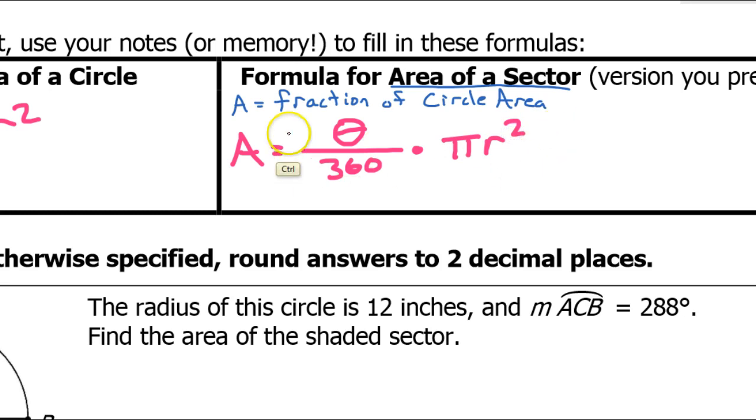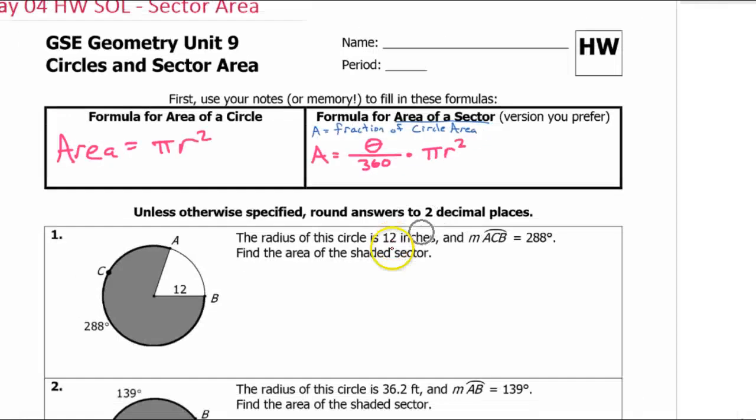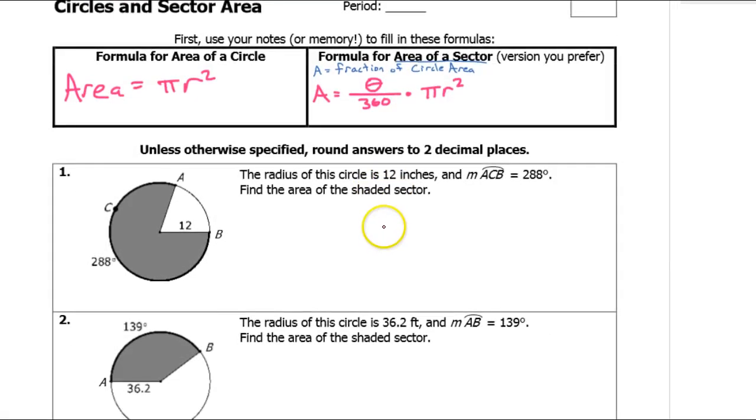So hopefully that'll help you remember the formula for area. Just think it's some fraction of the whole area. So theta over 360 times pi r squared. We'll use that again and again.